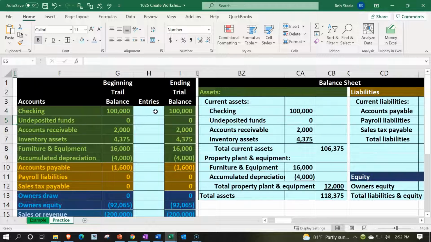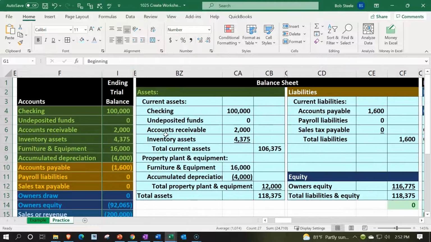We're going to be creating our financial statement from the ending balances. Therefore, I can further hide column G and H. So I'm going to hide column G and H, selecting those two, right click and hide. So then here is our trial balance, our balance sheet, and the income statement.